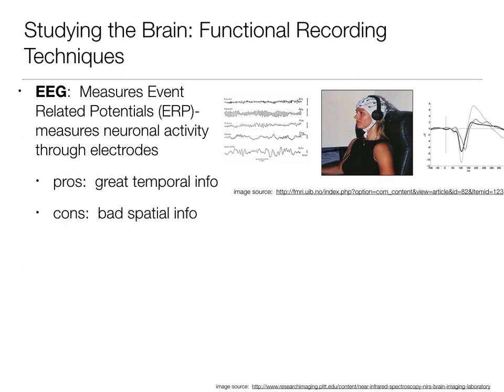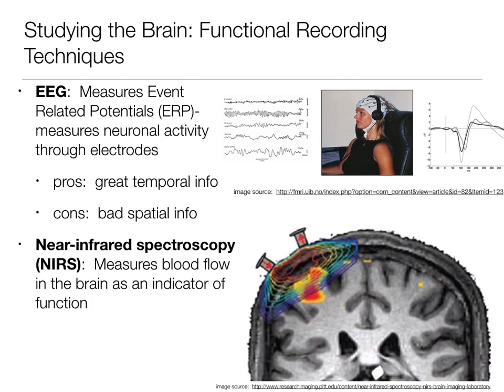But the problem is that because the electrodes are on the outside, it basically takes a cross section and just measures that there's electrical processing going on somewhere in this cross section of the brain, and so it doesn't give us great information about where this processing is happening. So we don't get great spatial information about where these things are happening. We get really good speed information, but our pictures are pretty terrible. They're a series of lines, so we don't have great spatial information there. NIRS, again, measures blood flow of the brain as an indication of function.